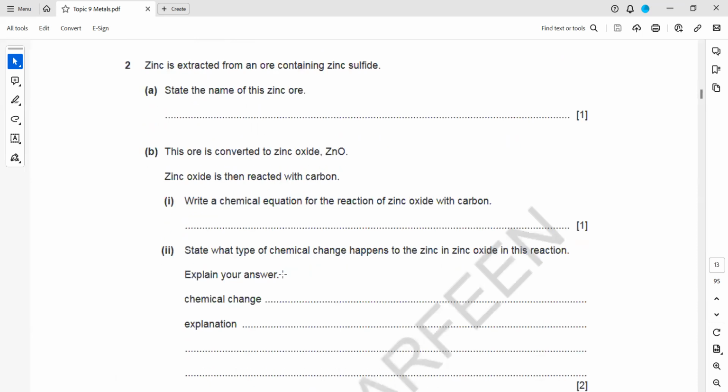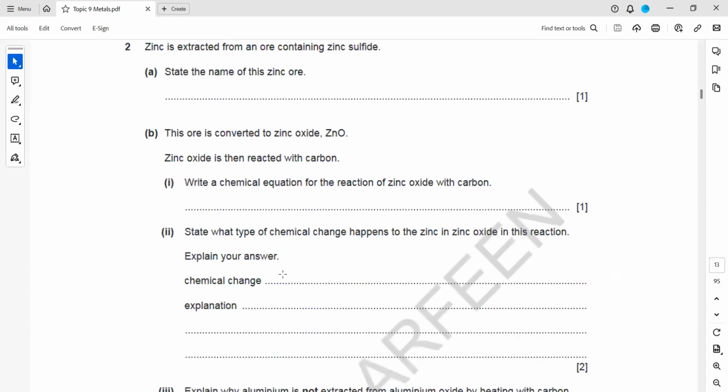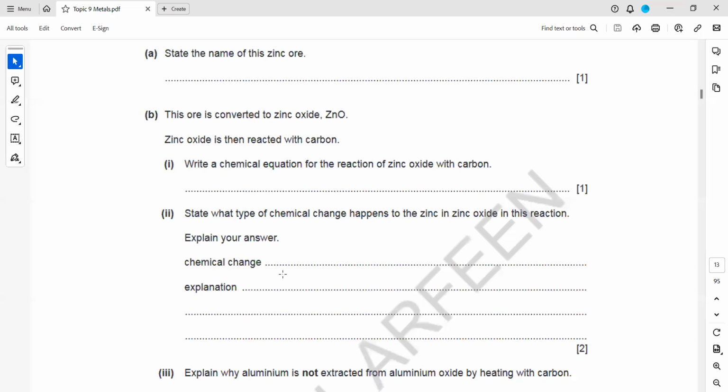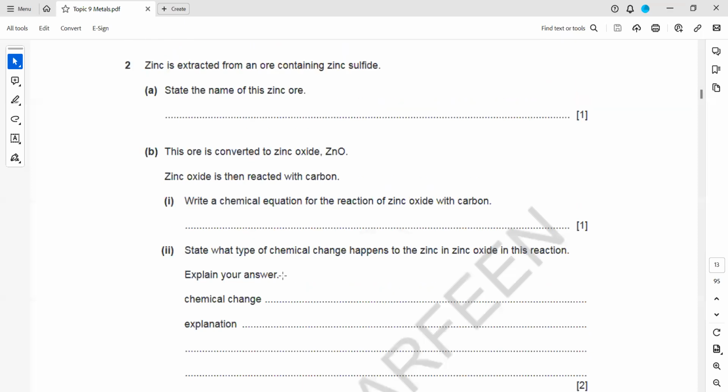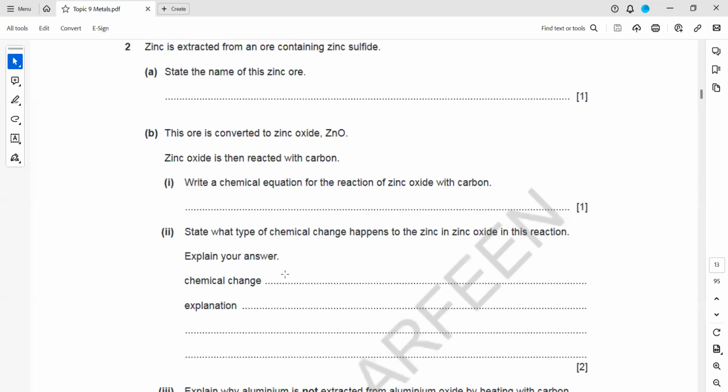The next one is related to zinc. The detailed explanation of zinc is not part of the syllabus, but in terms of reactivity, you should know how zinc is extracted; the whole procedure is not there. But the ore of zinc and how the reaction of zinc happens, like with a different metal, that is still part. So state the name of an ore. So zinc blende is there.